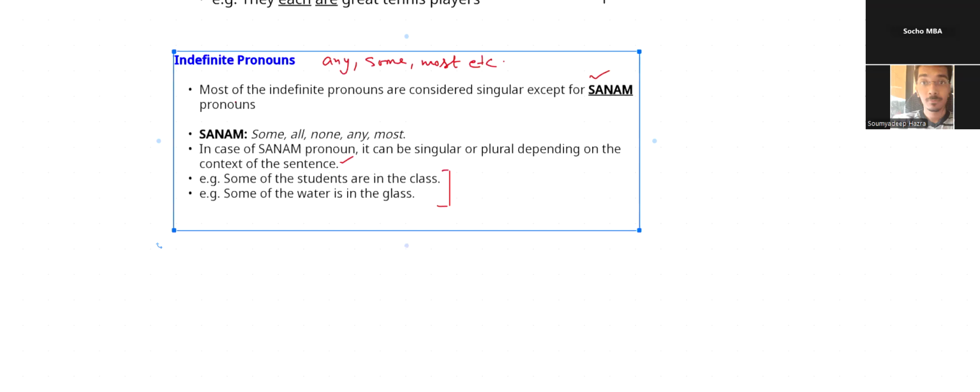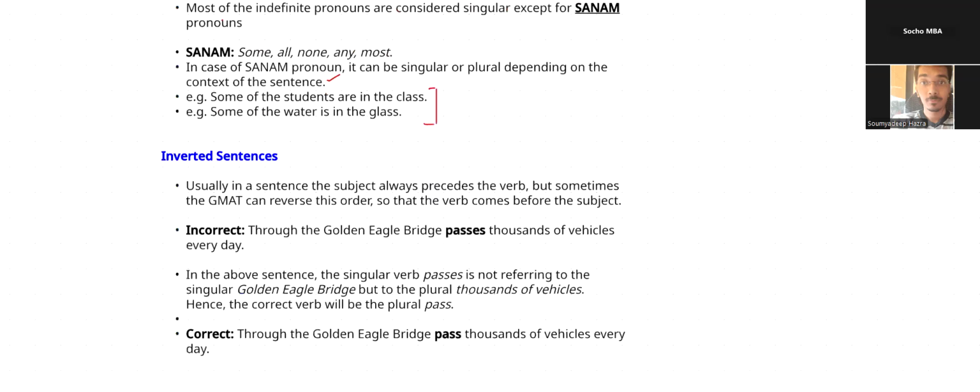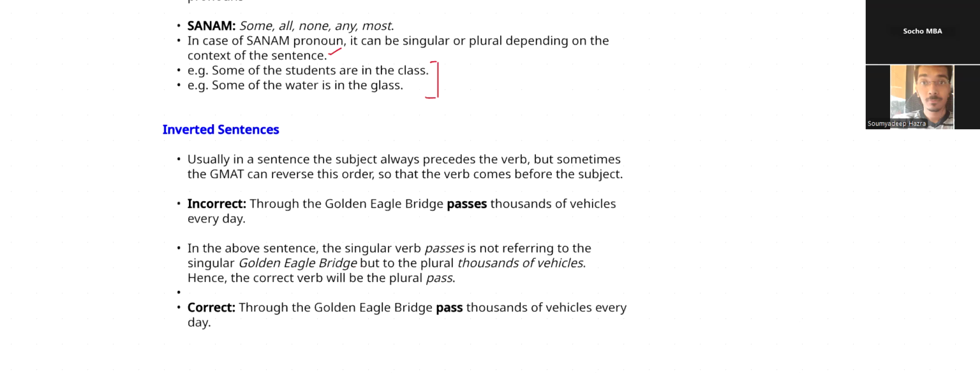Just a second. Inverted sentences, right? In inverted sentences, the verb that means is or are would agree with what? Now, it would agree with later subjects. अच्छा, हाँ हाँ. Done na? Okay, it would agree with later subjects. Let us see this, right? Usually in a sentence, the subject always precedes the verb. Now, in this, the subject would be after, right?